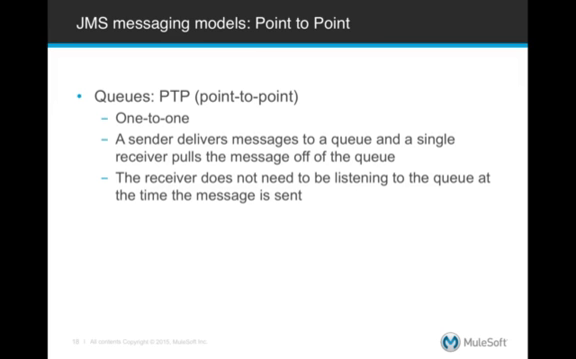Queues, or point-to-point, are one-to-one. A sender produces that message to the queue, and a single receiver will consume the message off the queue. The receiver does not need to be listening to the queue at the time the message is sent.